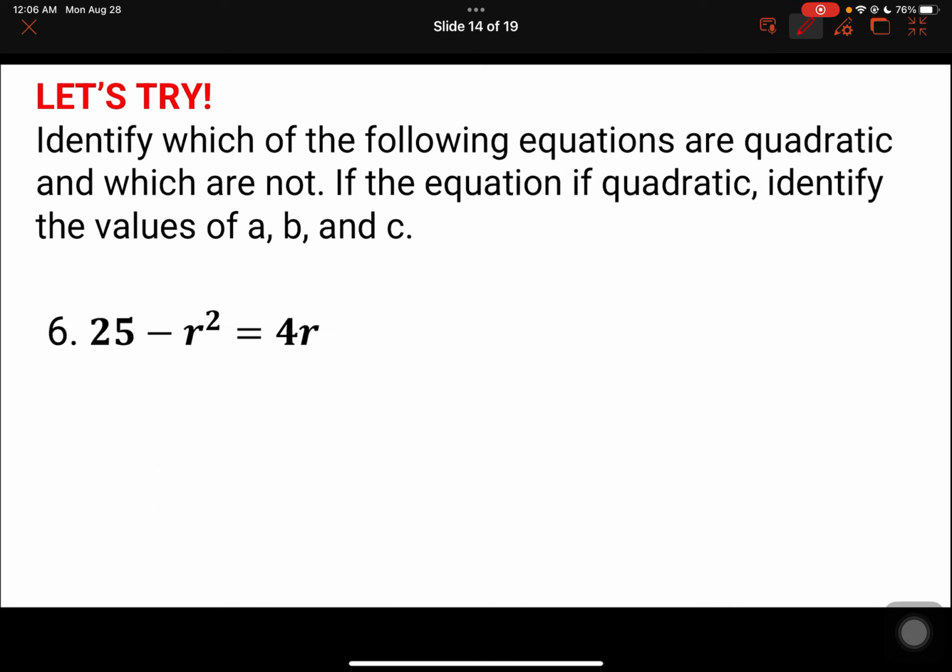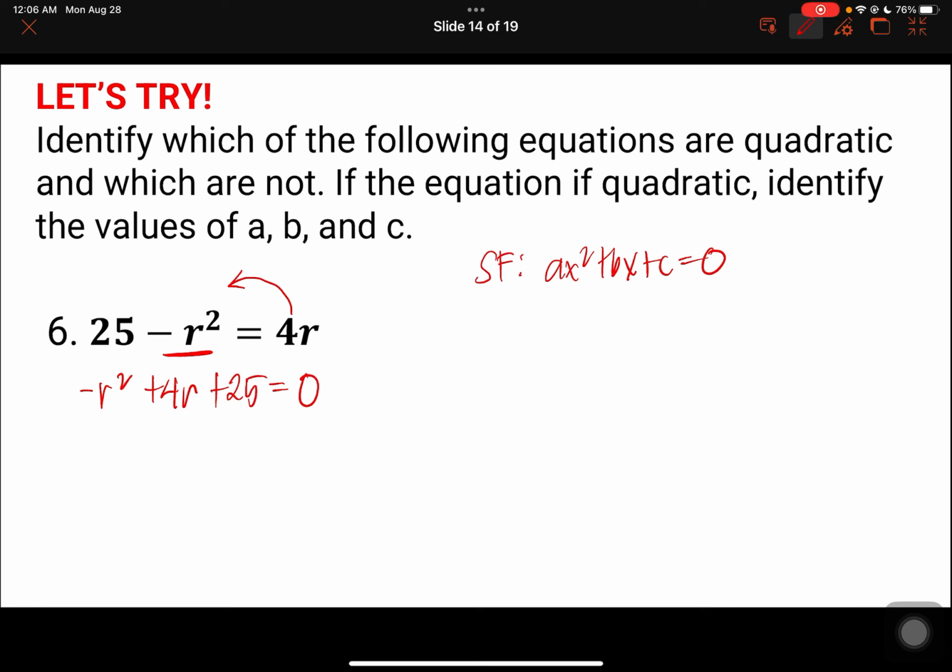Next, example number 6. So, in this part, hindi po siya naka-standard form. So, ayusin po muna natin. So, ax squared plus bx plus c is equal to 0. So, ito po, ililipat natin. Tapos, ito dapat yung mauna. So, magiging negative r squared plus 4r plus 25 is equal to 0.